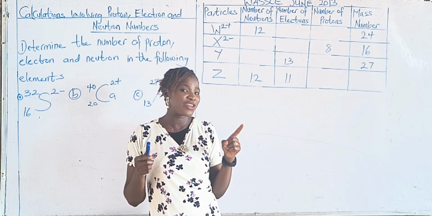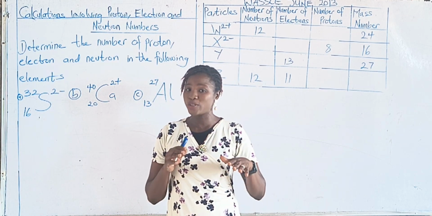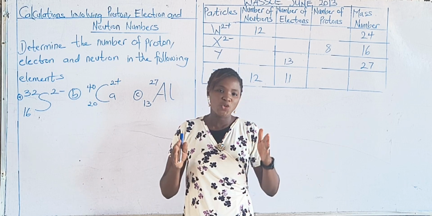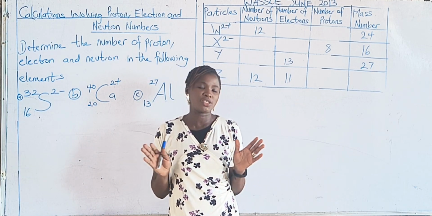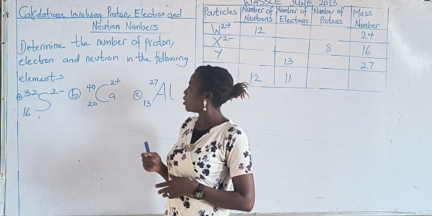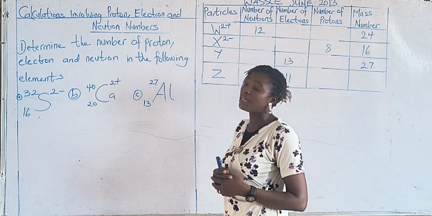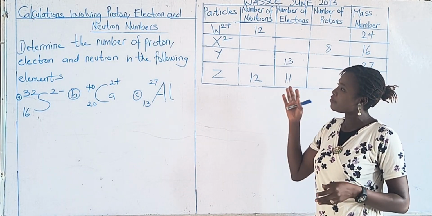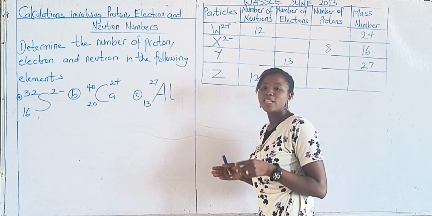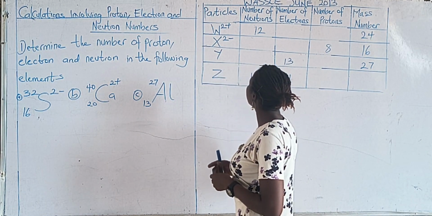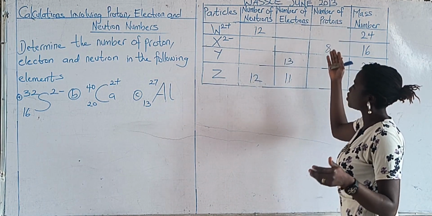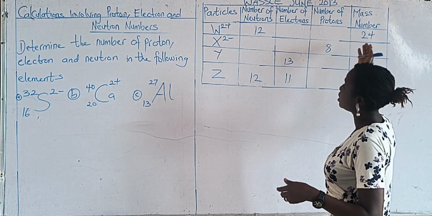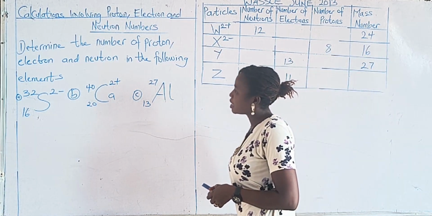Please kindly take your writing material because we are going to do some calculations together today, which we are going to enjoy together. You can see on the board, I have some questions written already: calculations involving proton, electron, and neutron numbers. I also have some questions we're going to solve together, where they ask us to calculate neutron, electron, proton, and even mass number.